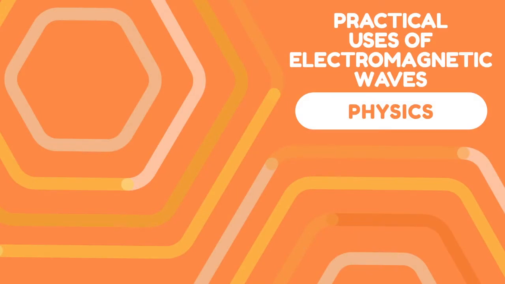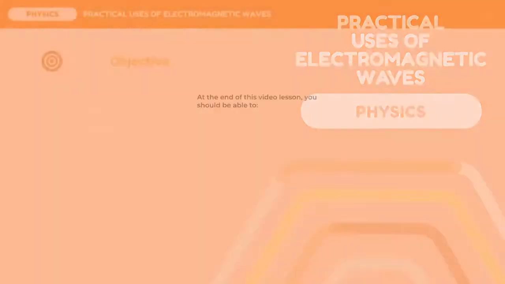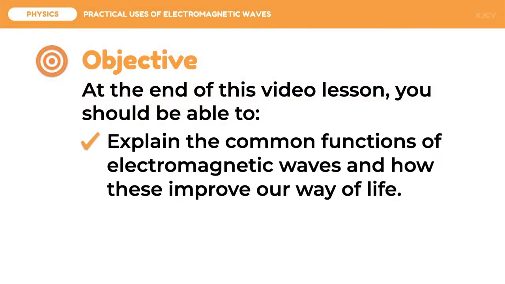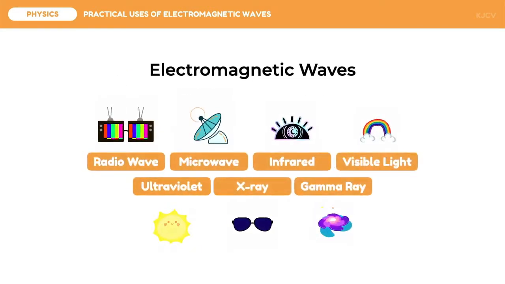In this lesson, we are going to discuss the practical uses of electromagnetic waves. At the end of this video lesson, you should be able to explain the common functions of electromagnetic waves and how these improve our way of life. We have previously discussed the 7 types of electromagnetic waves. In this discussion, we are going to answer the question, what functions do these waves serve the world?